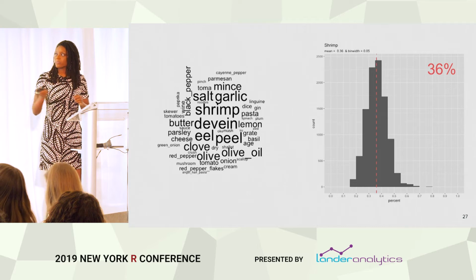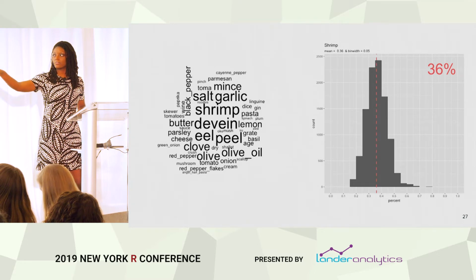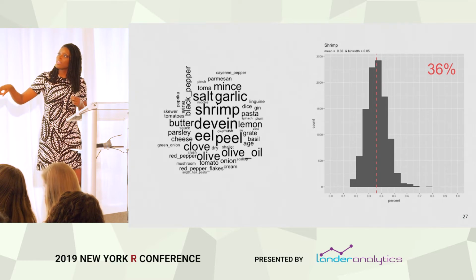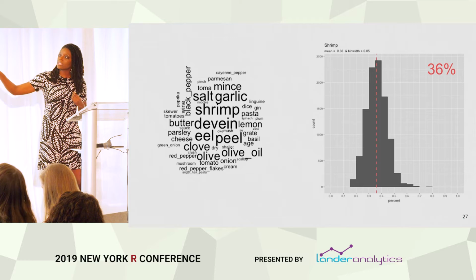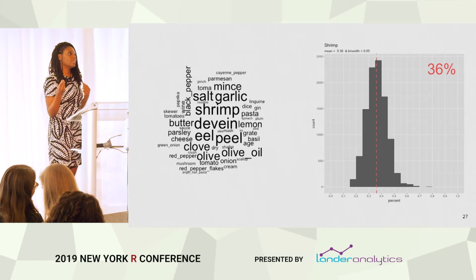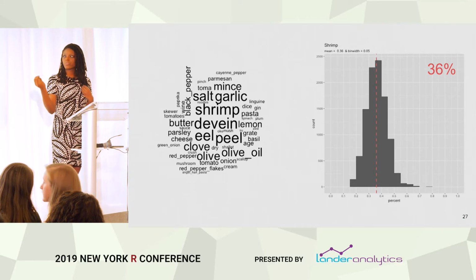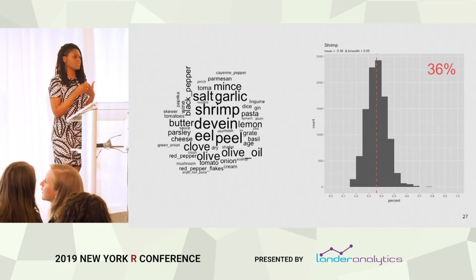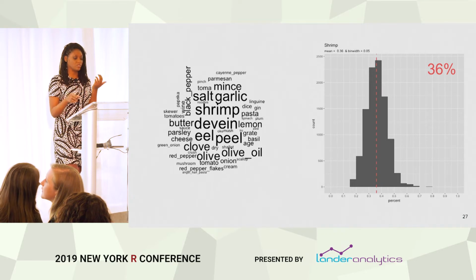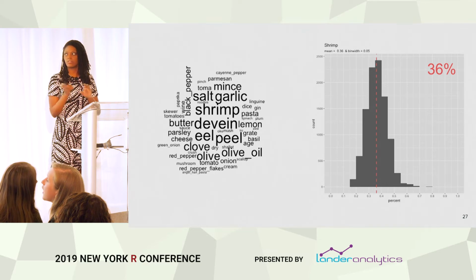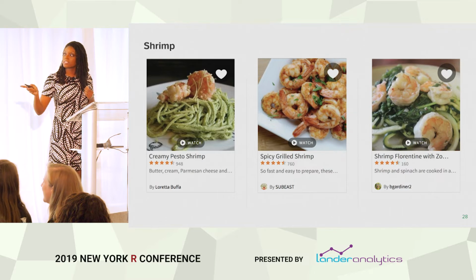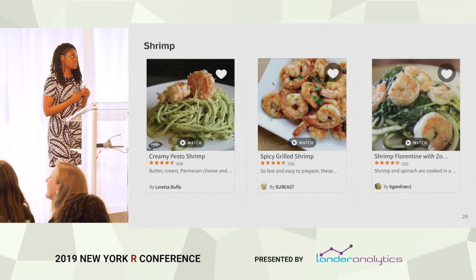And then I have the shrimp group here. To my right, your left, there's a word cloud of some of the common food words, and if we look at the histogram, we'll see that if you were to randomly select 3 recipes from the shrimp group, you would expect on average 36% of the ingredients to be used in more than one recipe, or in more than one dish. And here's an example of some of the recipes that are in that group.